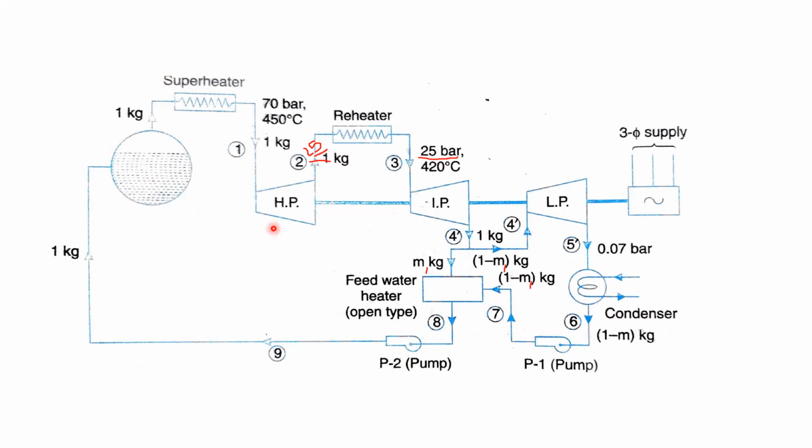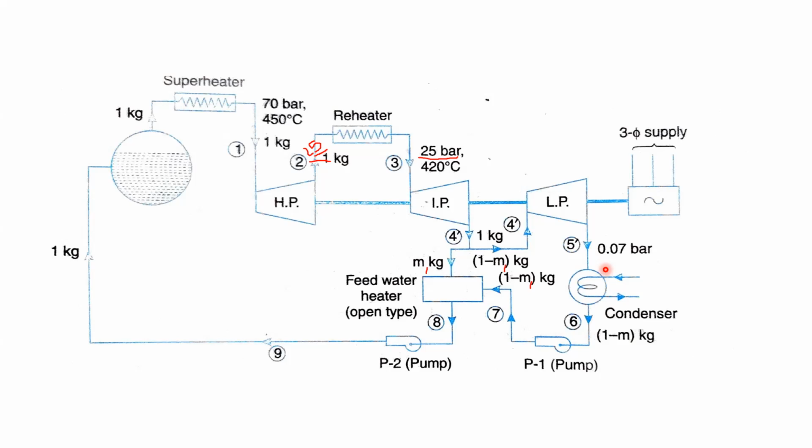In this problem, initially we have a temperature and pressure. 450 degrees of temperature is there and 70 bar of pressure is there. Then after the expansion, we have a pressure of 25 bar, as well as after complete expansion in the three stages, the pressure becomes 0.07 bar.